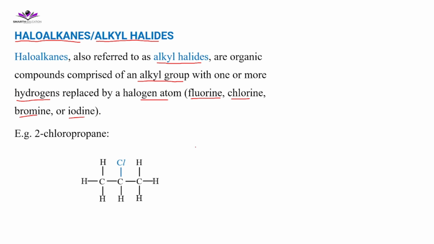Before we move any further, what will be the general formula for haloalkanes? In this case here, where hydrogen is replaced by one halogen atom, we can say the general formula is CnH2n+1X. Remember, for alkanes it was H2n plus 2. So here it is going to be H2n plus 1 because one hydrogen has been replaced by a halogen. And for the halogen, we use X, like that. So if we have one hydrogen replaced by one halogen atom, then the general formula for the haloalkanes will be like this.